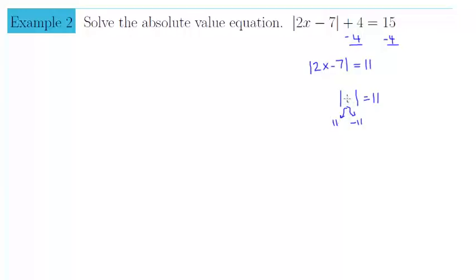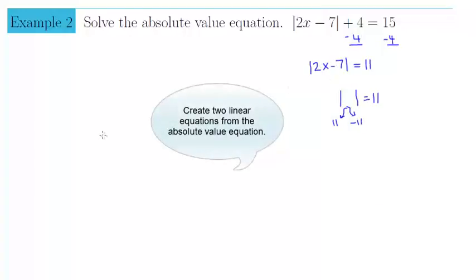There are two numbers that we can put in those absolute value signs, 11 or negative 11. But seriously, take 11, put it in the absolute value, and you get 11. Take negative 11, put it in the absolute value, you also get 11 because both of those numbers are 11 units away from 0 on the number line. So we will create two equations based on the expression 2x minus 7.